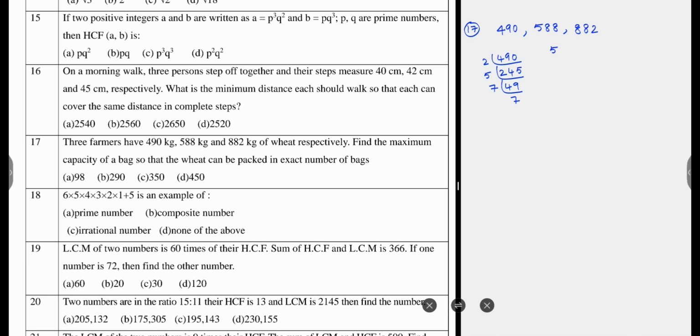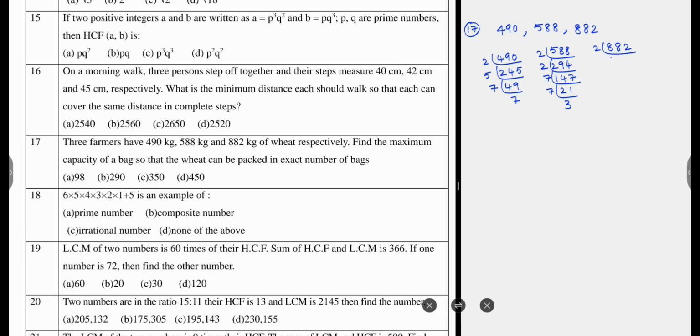Next, 588. 588 by 2 table: 2 twos are 4, 2 nines are 18, 2 fours are 8. Again, 2 table: 2 ones are 2, 2 fours are 8, 2 sevens are. Again, now 7 table, we can take 7 twos are, 7 ones are. Now 7 table again, 7 ones are, 7 threes are. 882.